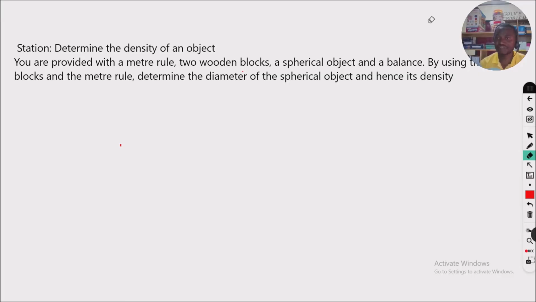So you have to draw the diagram, write the procedure, observations, inference or calculations, precautions and conclusion. That's what you have to do. So we have to go through each of those stages.